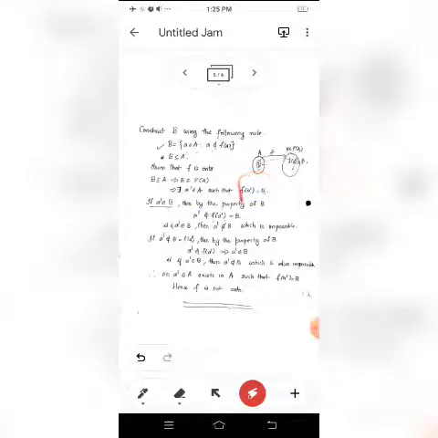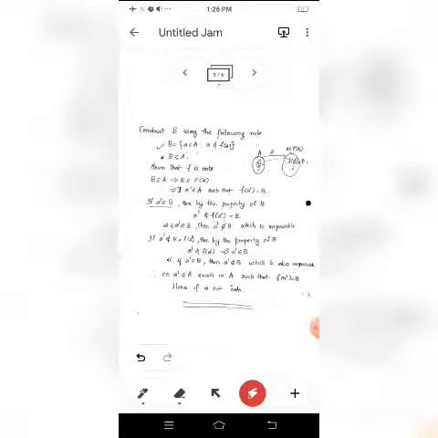But by the property of B, which we assumed, if a' belongs to B, then a' does not belong to f of a', which is B. So we get a' belongs to B, but a' does not belong to B, which is impossible.